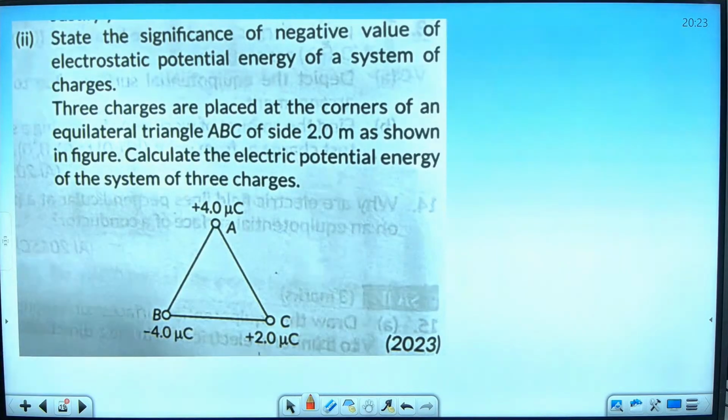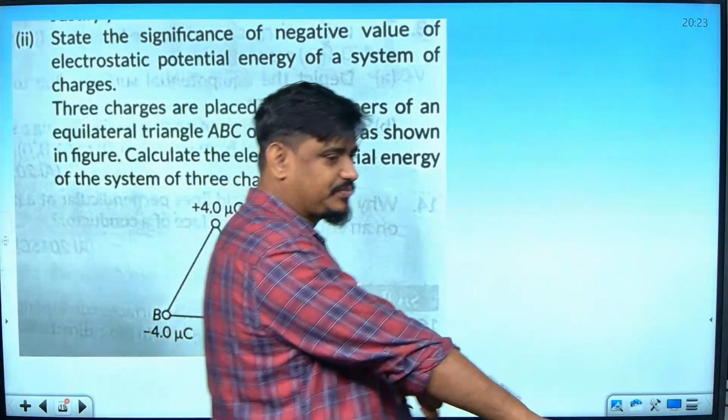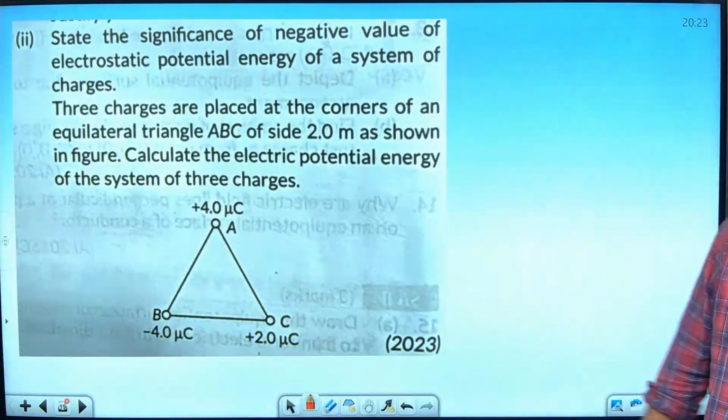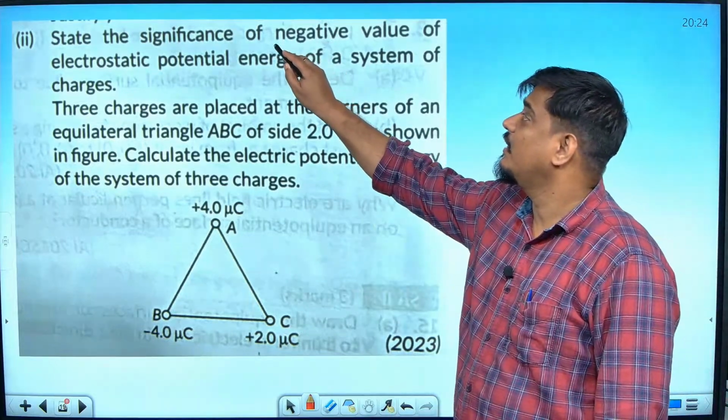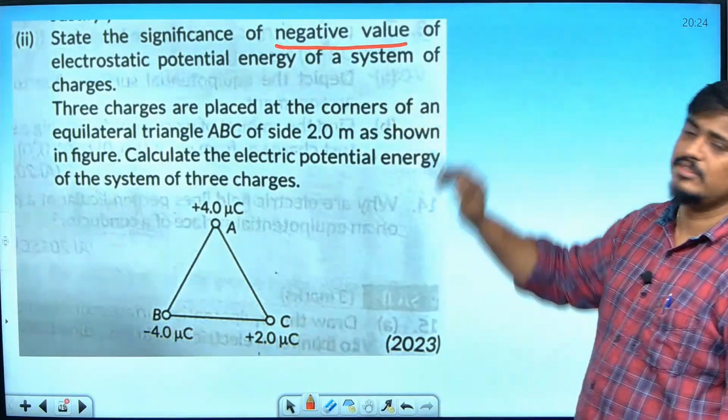Next discussion, give a try fast. Once again, this question was, I think, a part of a 5-mark question, if I am remembering. Yeah, a 5-mark question only. 23 paper, some other set. State the significance of negative value of electrostatic potential energy of system. What is the significance of negative value? Anybody can tell? Yes, attractive.